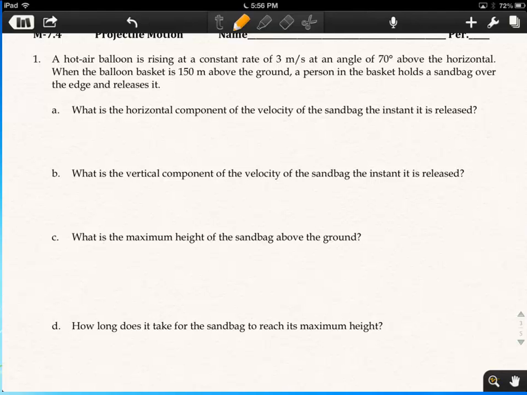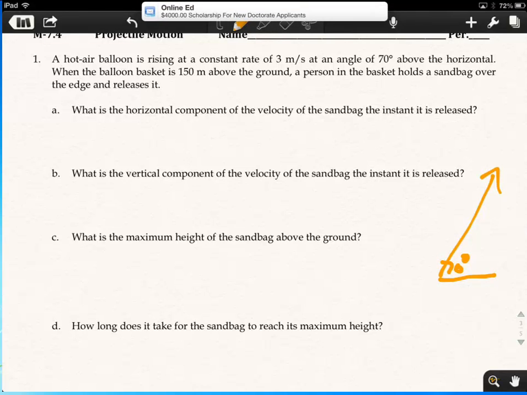Okay, this is a very similar problem. It says a hot air balloon is rising at a constant rate of 3 meters per second at an angle of 70 degrees above horizontal. Okay, so down here I'm actually going to draw that. This thing is moving up and right like this. This angle right here is 70 degrees. Okay, and I'm going to erase that, because I want to draw it a little bit less steep so that we can see what's actually going on.